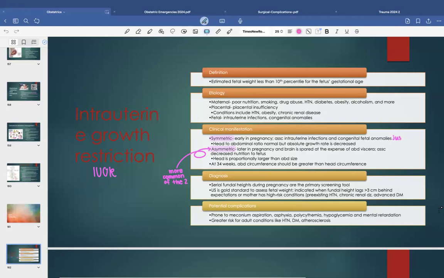What we didn't talk about last time are some of the complications of intrauterine growth restriction. And that is that those babies are prone to meconium aspiration, asphyxia, polycythemia, hypoglycemia, and mental retardation. They're also at a greater risk of having adult conditions like high blood pressure, diabetes, and atherosclerosis.